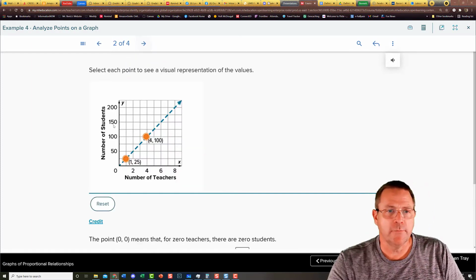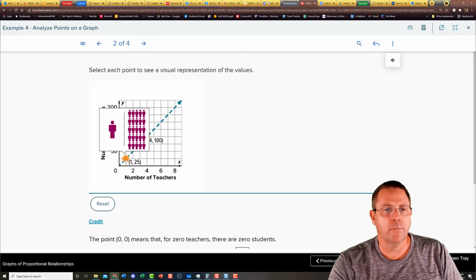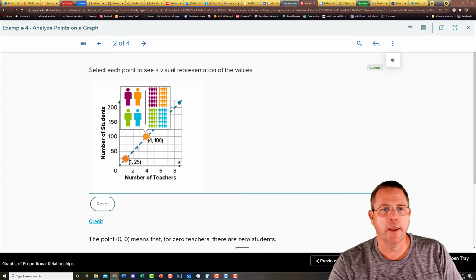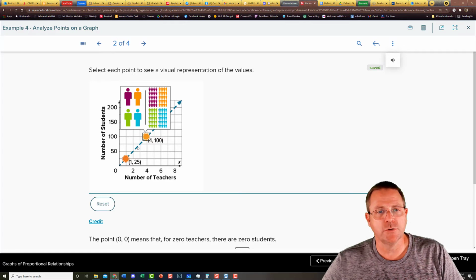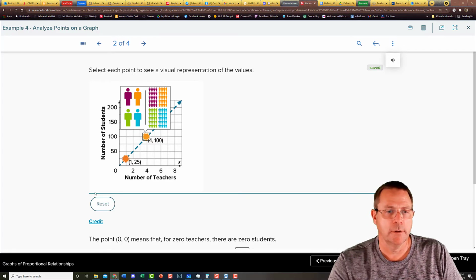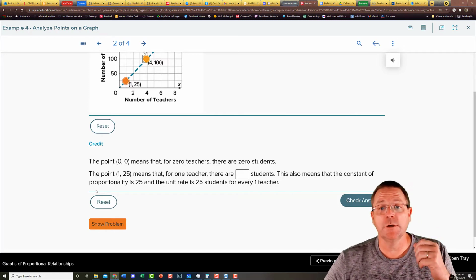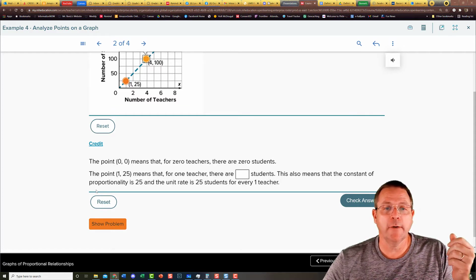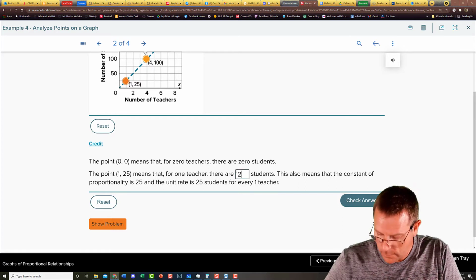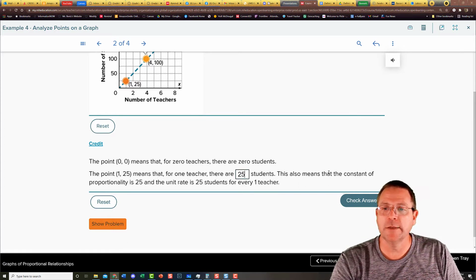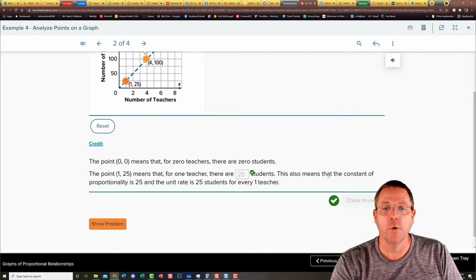Select each point to see the visual representation. So right here at point 1, 25, we got 1 teacher to 25 students, and here you can see you have 4 teachers to 100 students. So point 0, 0 means that for 0 teachers there's going to be 0 students, which would be a good thing. For point 1, 25, it means that for 1 teacher there are 25 students. This also means that the constant of proportionality is 25 and that the unit rate is 25 students for every 1 teacher.